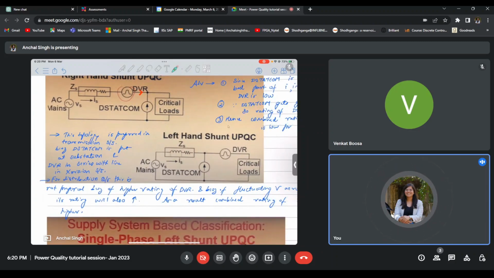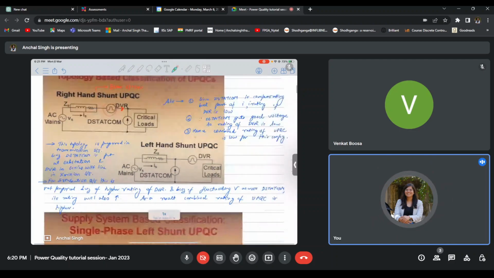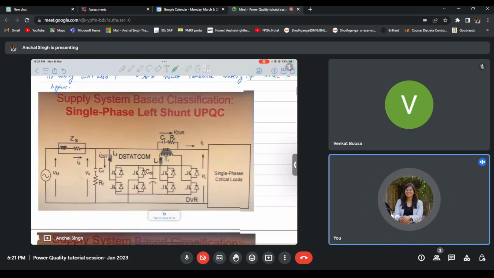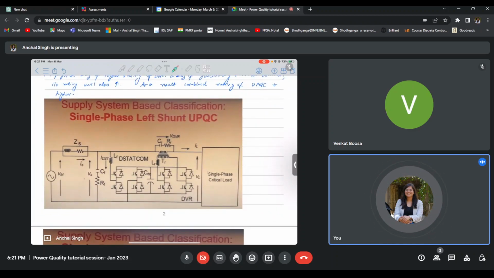And as you can see here, since the DVR is placed after the D-STATCOM, the current that will flow through the D-STATCOM will have the bad component inside it. As a result, the current rating of the DVR will increase, as a result of which the overall rating of the UPQC will increase. So this is the reason why in distribution systems mostly right shunt UPQCs are used instead of left shunt UPQCs. Now, this is one of the sample examples of a single phase left shunt UPQC.